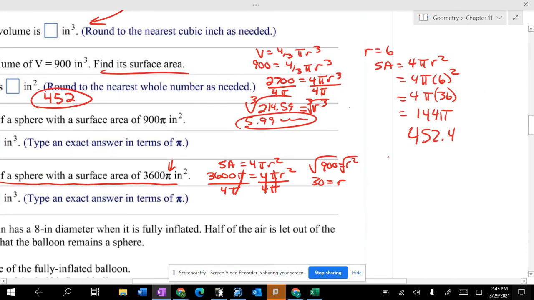Okay? So then to find the volume, it's 4/3 pi r cubed. What's r? 30. 30 cubed is 27,000.